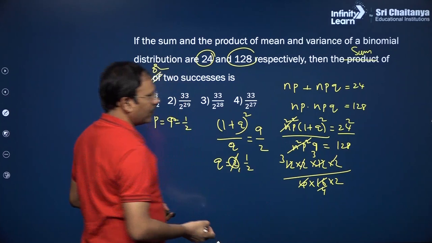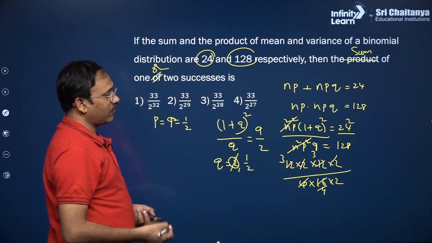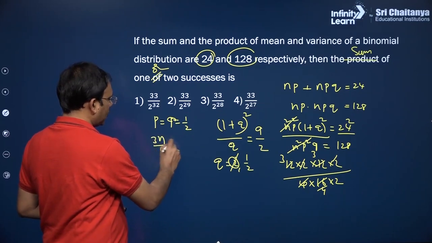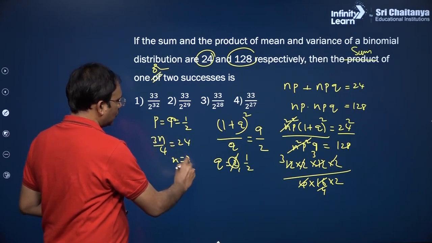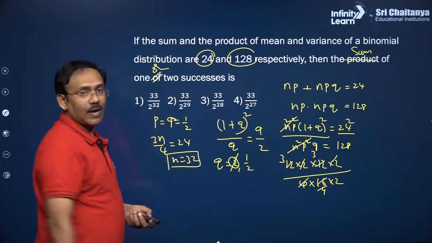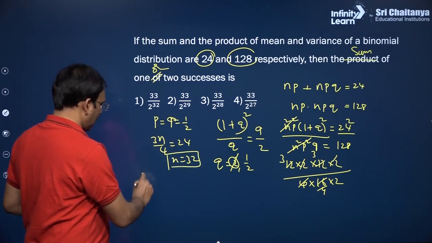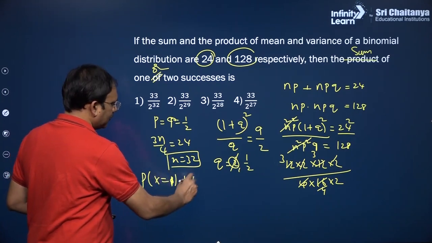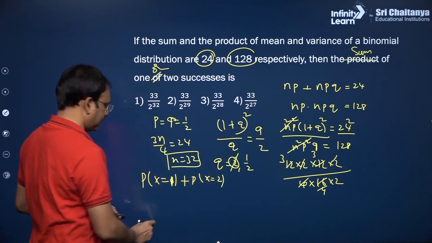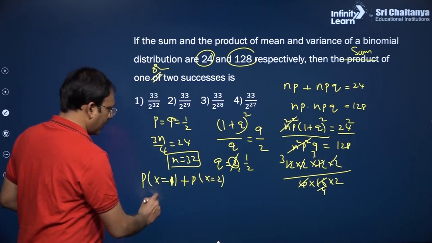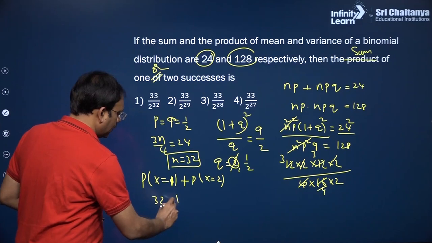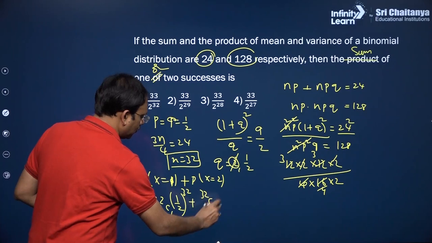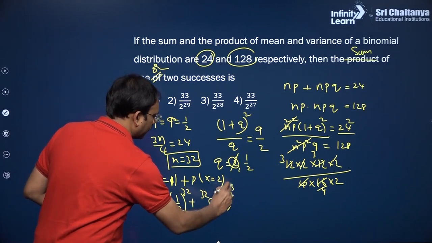N by 2 plus N by 4, that is 2N by 4 plus N by 4, 3N by 4 is 24, that is 3N by 4 is equal to 24, N is equal to 32. Fine. I want the sum of probability of P(X) is equal to 1 or P(X) is equal to 2, my dear friends. P(X) is equal to 1 means 32C1. Here anyhow you will get 1 by 2 power 32. Here 32C2 into 1 by 2 power 32, my dear friends.